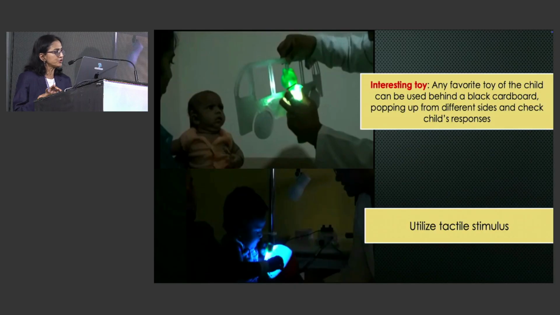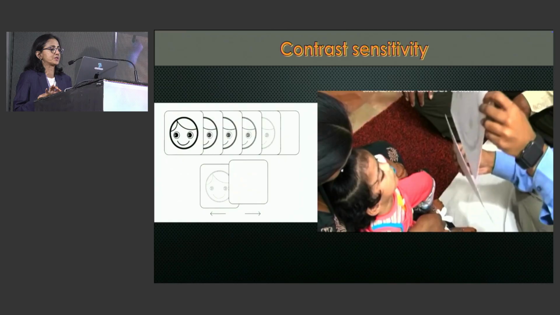And sometimes that is also not possible. Then make the child use tactile stimuli. Make the child hold the toy and use that stimulus to recognize the object.